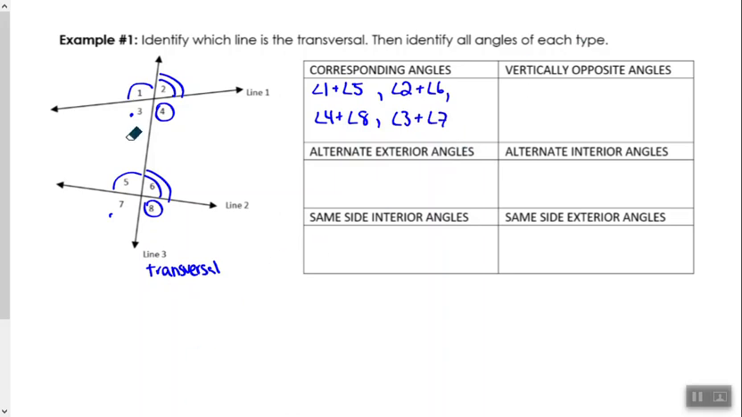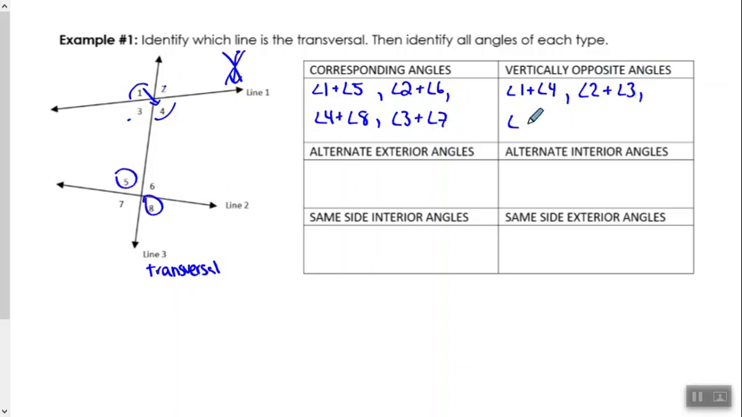Now, vertically opposite angles. Remember, vertically opposite is your V points to your vertically opposite partner. So vertically opposite to number 1 will be right across from it, number 4. So angle 1 and angle 4 are vertically opposite. Same thing with 2 and 3. So angle 2 and angle 3, as well as angle 5 and angle 8, as well as 6 and 7.